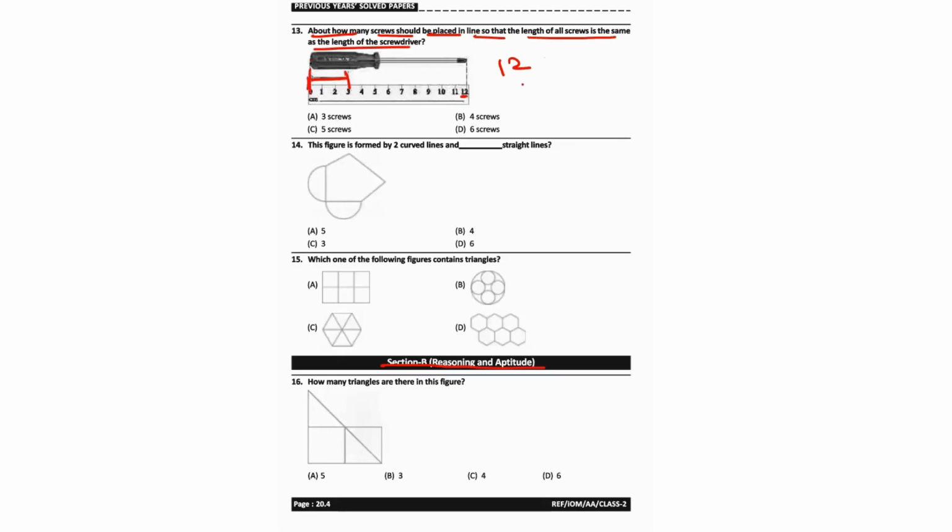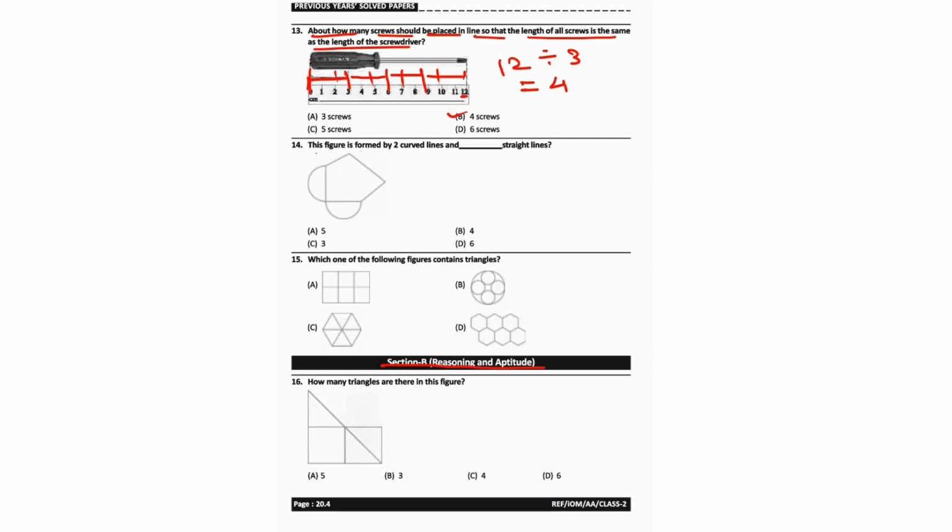If one is 3 centimeters, how many such screws will make up 12 centimeters? You need to divide. 12 by 3, 3 fours are 12. So 4 screws will be needed. See, if you take 4 screws, the first screw from 0 to 3, the second from 3 to 6, third from 6 to 9, and last one from 9 to 12. So 4 screws needed, 1, 2, 3, and 4. Hence, that's my answer on dividing. Okay.